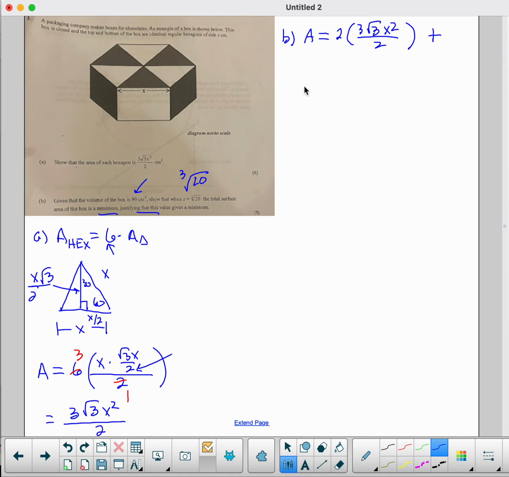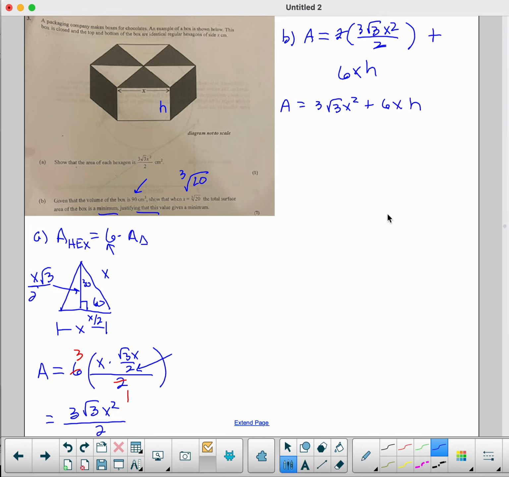Plus the area of the sides. Well, there are 6 sides. They're all rectangles, all the same size. So that's going to be 6 times x. I'm going to call this h for height, the height of the rectangle. So 6 times x times h. So we have a formula for area. The 2's cancel: 3 root 3 x squared plus 6xh.